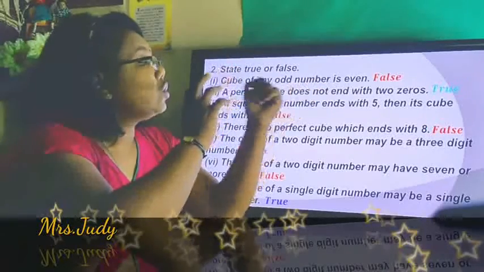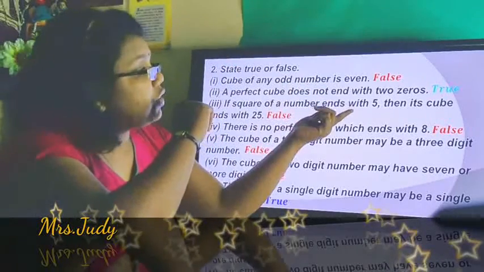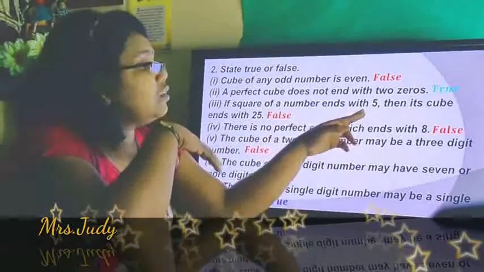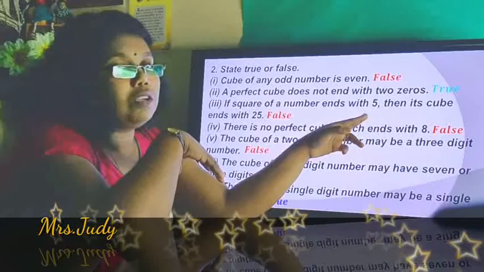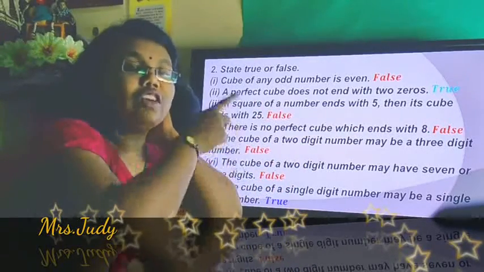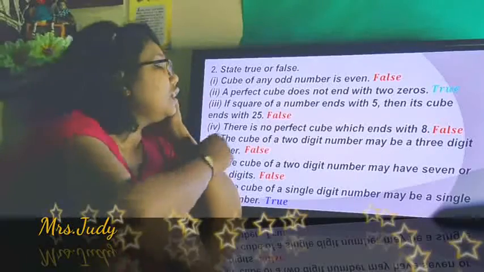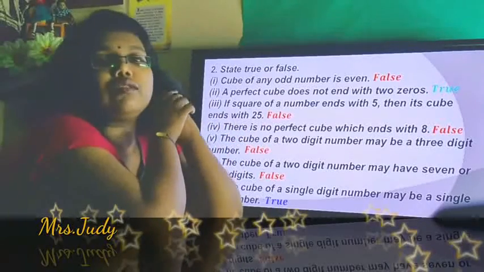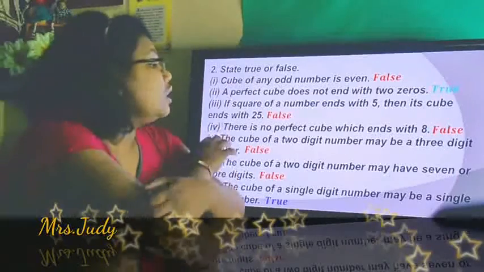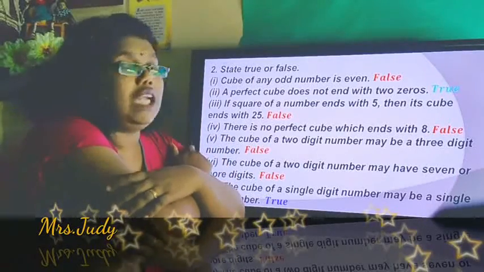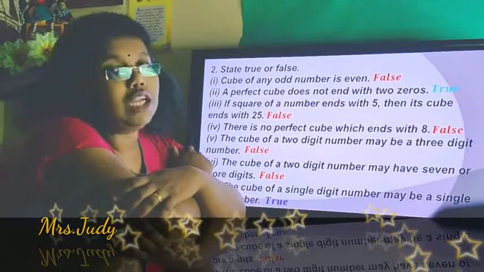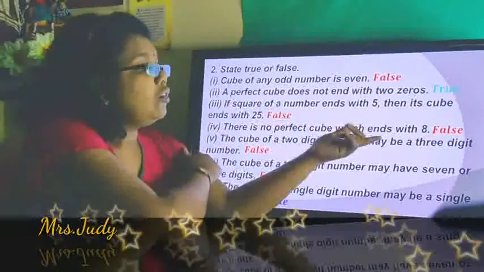So this is true. If the square of a number ends with 5, then its cube ends with 25. Square of a number ends with 5. The square of any number ending with 5 always has 25 at the tail end. And here the cube ends with 25. That is not possible, because the square ends with 25, not the cube. There is no perfect cube which ends with 8. False again, because we have a perfect cube which ends with 8. 2 cube is 8. So false.